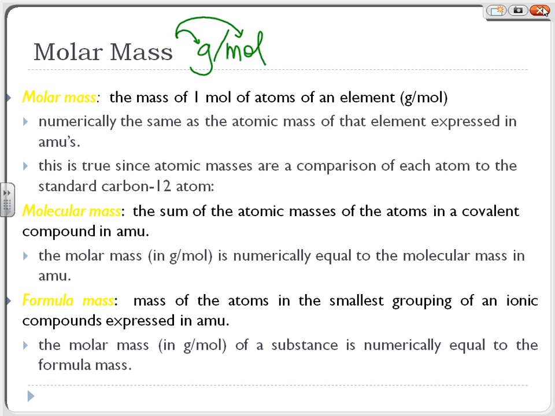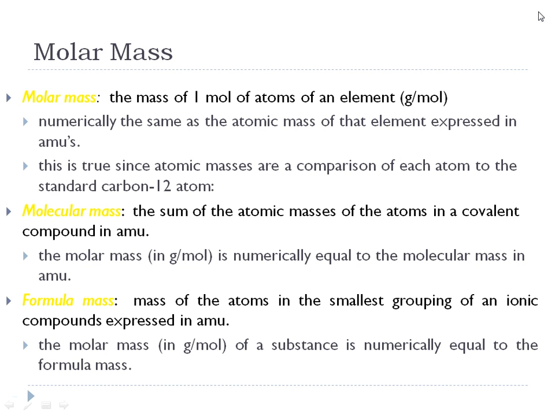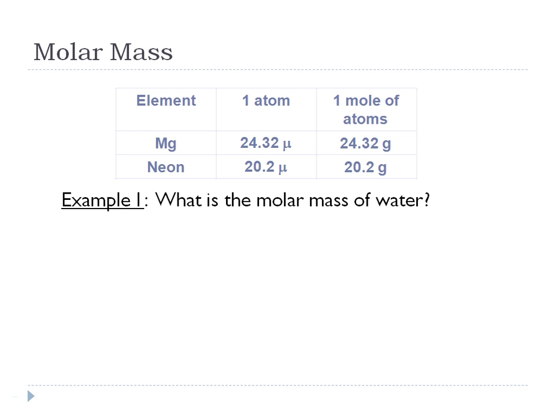And you'll also notice that we have 2 different terms there. The molecular mass has to do with molecules. The formula mass has to do with ionic compounds. So you might see those 2 terms in your textbook or on a handout as we go through the rest of the unit.